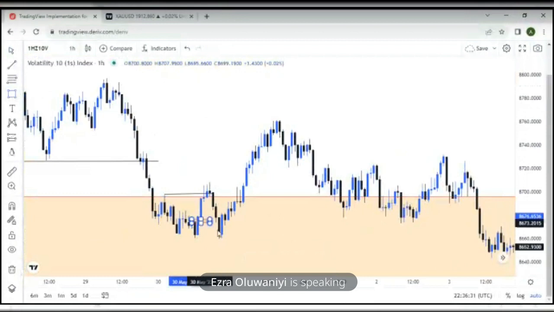Now, most persons will be asking me, why didn't I use inducement here? We'll talk about that in entry. We'll talk about that during our entry module. When we want to talk about how to enter trades here, we'll show the models we should use to enter trades around this place.